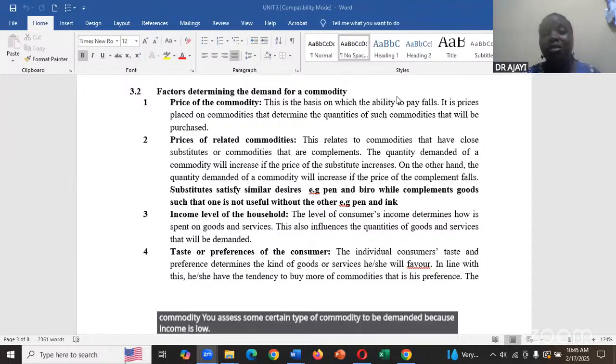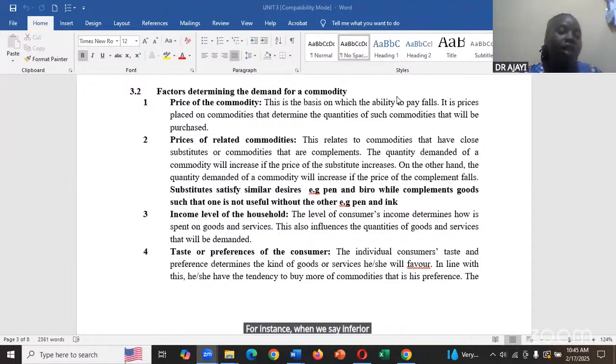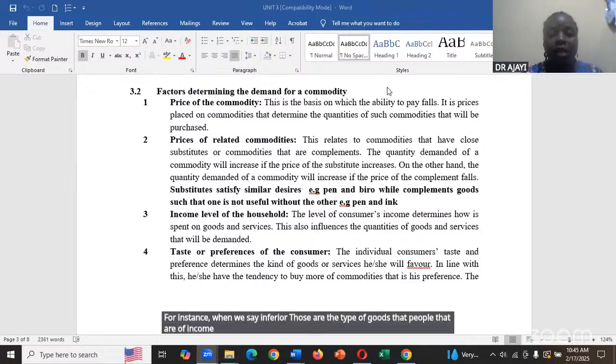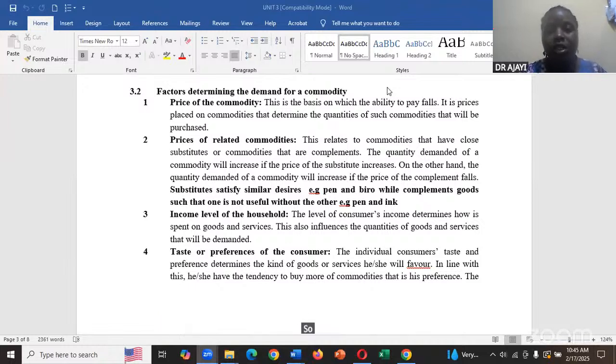For instance, when we say inferior goods, those are the type of goods that people of low income are the ones you expect to go for. So most times demand is affected.